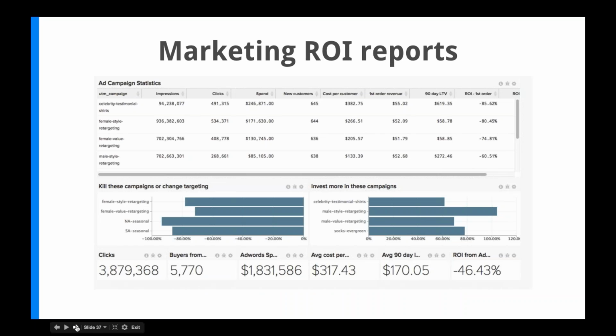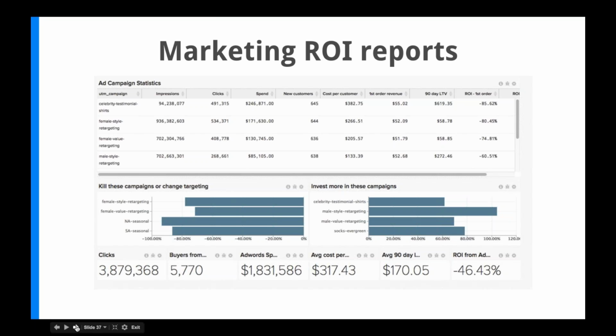So this one is a screenshot of a dashboard in RJMetrics. This is about how your marketing spend interacts with your customer lifetime value. In the interface, at the top, you're seeing a list of all the metrics around your different campaigns: how many customers were acquired, how much revenue came from their orders, what their 90-day lifetime value was, and what the ROI on ad spend is.